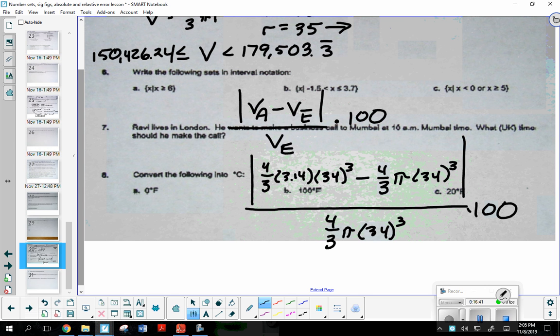Yes, ma'am. What was the point of the first part there? It was just wanting the range of volumes based on the error.